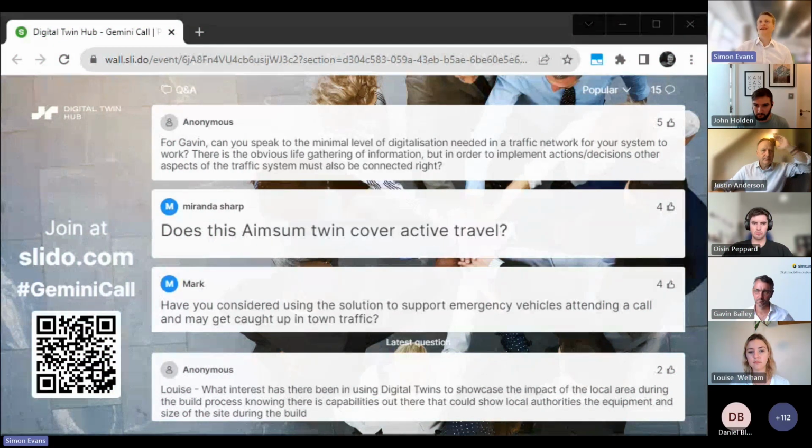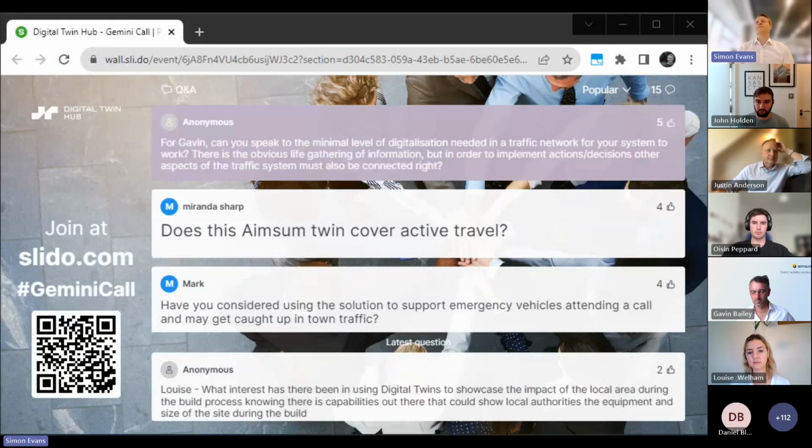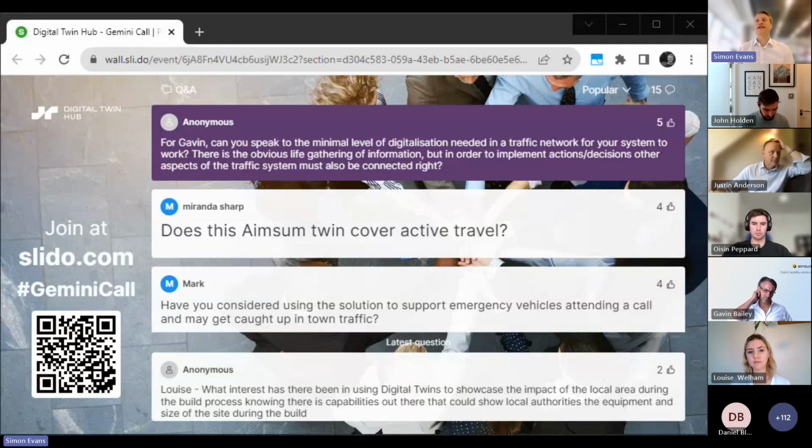So our first question here, Gavin, is for yourself. It says, Gavin, can you speak to the minimal level of digitalization needed in a traffic network for your system to work? There is obvious live gathering of information, but in order to implement systems, decisions and actions, other aspects of the traffic system must also be connected.